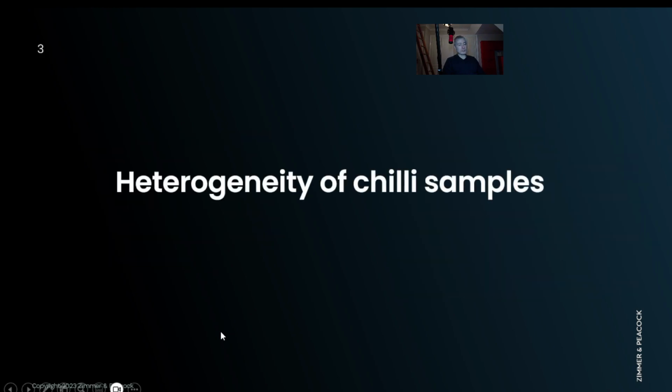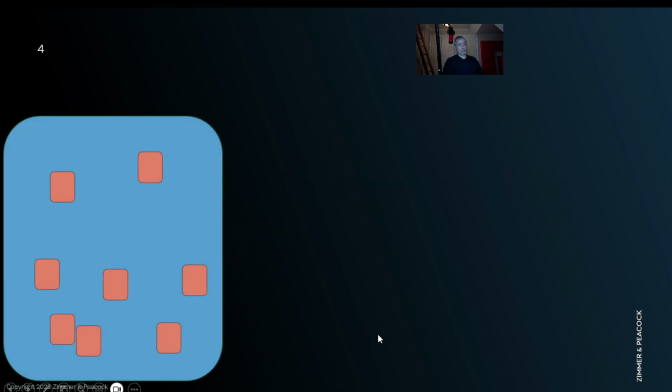First of all, with chilies, there's a lot of heterogeneity in that sample. What I mean by that is, chili peppers are very heterogeneous. If you sample them in one part of the chili, you might hit a capsaicin molecule. If you sample in another part of the chili, you may hit a capsaicin molecule, you may miss it. If you sample here, you do hit the capsaicin molecule. And if you sample here, then you definitely do hit 2 capsaicin molecules.